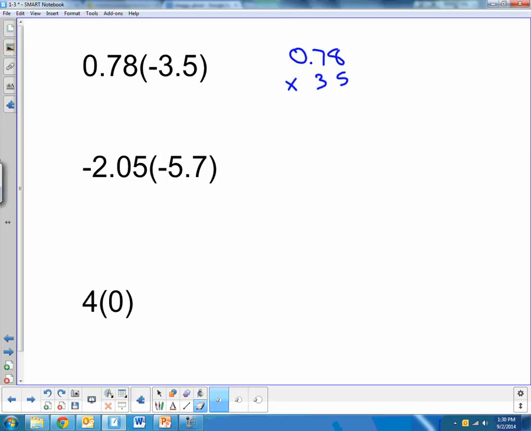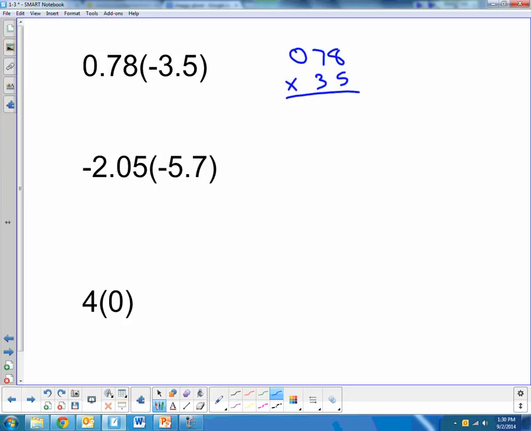I'm going to erase it. I'm just going to multiply, just like I would if they were normal numbers, and I'm going to do my long multiplication. Now, if you do lattice, that's fine. This method should still work, but I'm not as comfortable with lattice, so I'm going to do it this way.